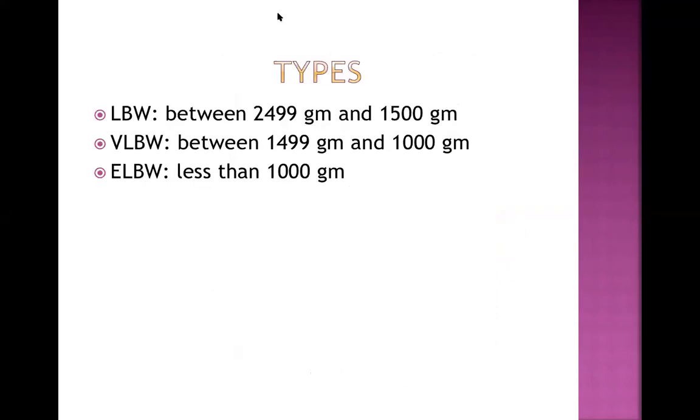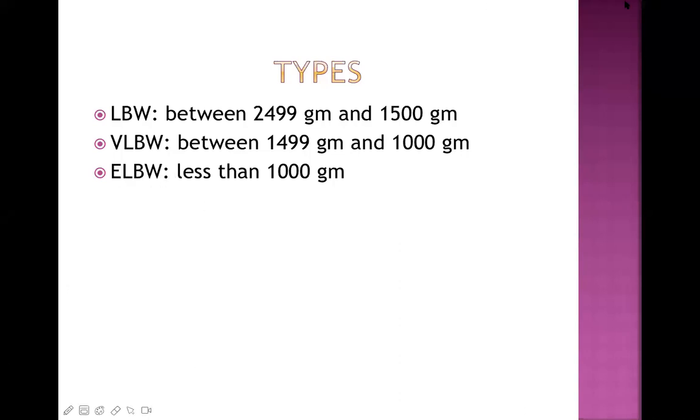Now, let's move on. What are the types of low birth weight? This is a rough classification. It is LBW, or low birth weight, if it falls between 2500 gram and 1500 gram. Means up to 1500 from 2500, we call it low birth weight. Now, less than 1500 up to 1000 is called very low birth weight, VLBW, and less than 1000 gram is called extremely low birth weight.